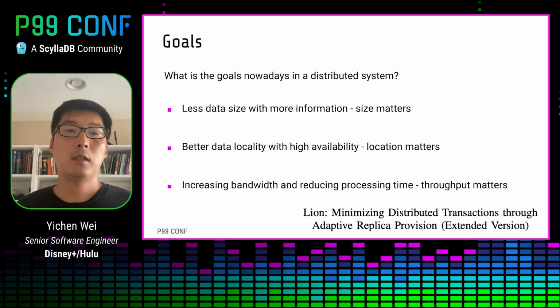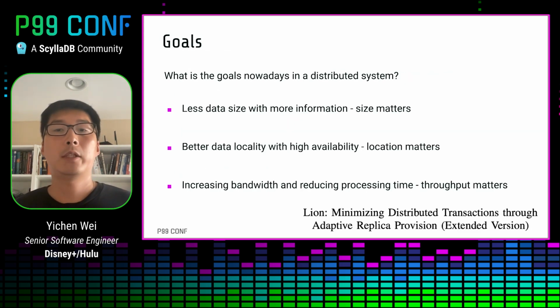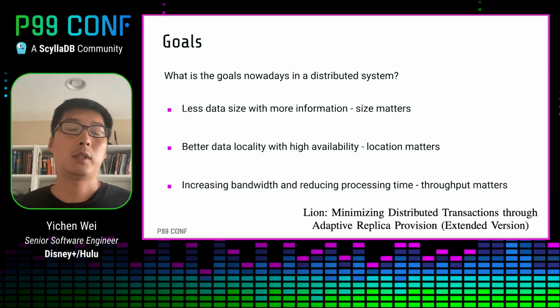Okay, so based on the assumptions above, what's the ideal goal to do the optimization in a distributed storage? The first goal is that we want to reduce the data size without information loss, so we may want to use some new data structure or compression algorithm to reduce the data size.